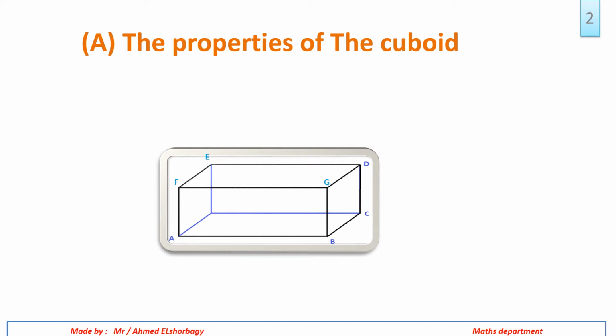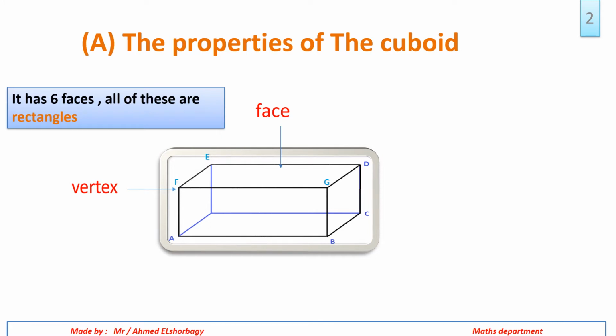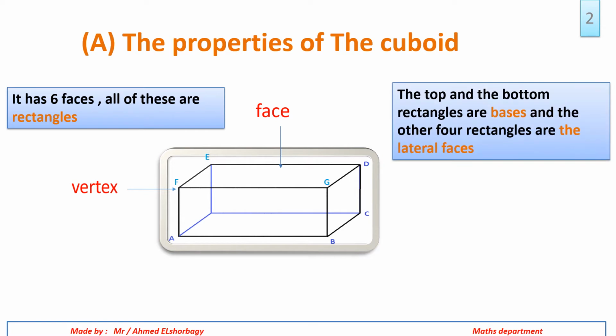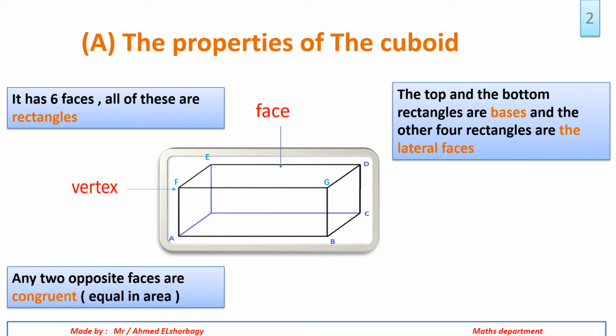The shape shows us the cuboid, and we see the face, and F is called a vertex. F and E and D and G are called vertices. It has 6 faces. All of these are rectangles. The top and the bottom rectangles are bases, and the other 4 rectangles are the lateral faces. GDCB is called a lateral face. Any two opposite faces are congruent, equal in area.